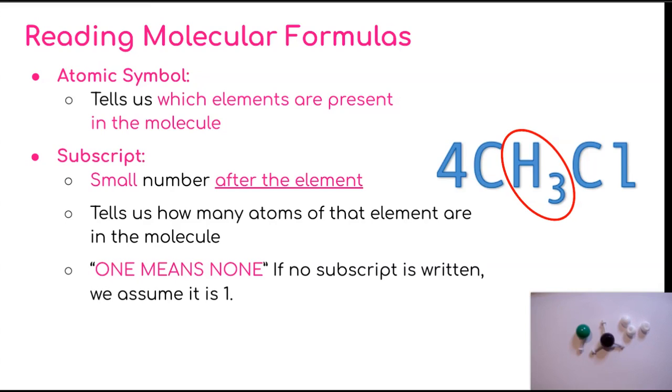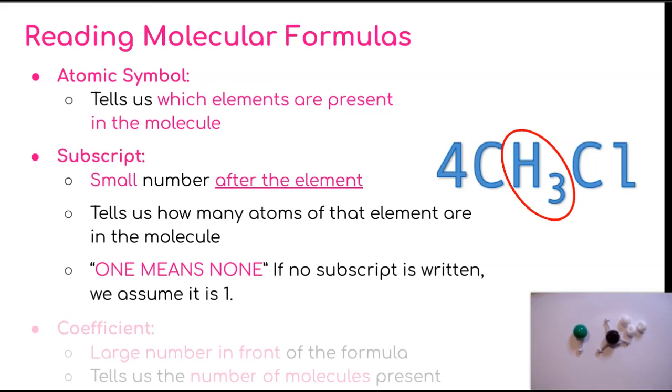Another rule to keep in mind is 1 means none. If there is no subscript written, we use the 1 means none rule. None tells us that the subscript is actually 1. So for both carbon and chlorine in our example, we see that there is no subscript. None means 1. That tells me there's 1 carbon and 1 chlorine present.